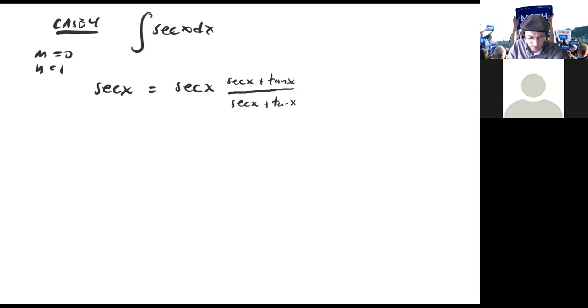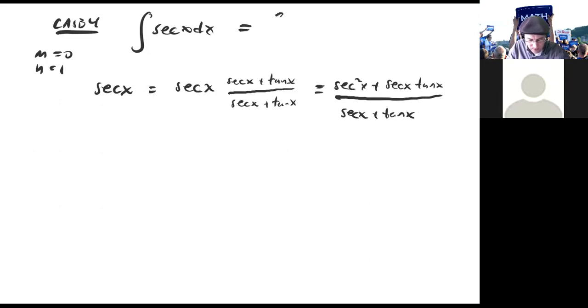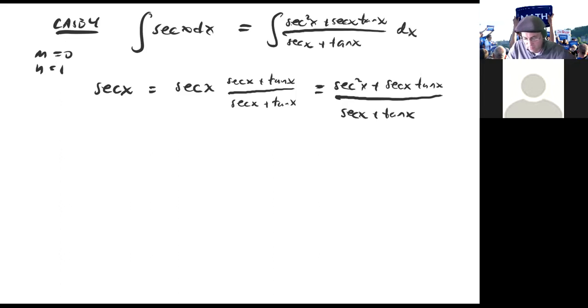And now if we distribute the secant x through the numerator, we get secant squared x plus secant x tangent x, over secant x plus tangent x. Okay, so therefore the integral of secant x, I'll write it on the top, is the integral of (secant squared x plus secant x tangent x) over (secant x plus tangent x) dx. Now, whoever discovered this trick was a magician. I don't know where this trick came from, but it works.